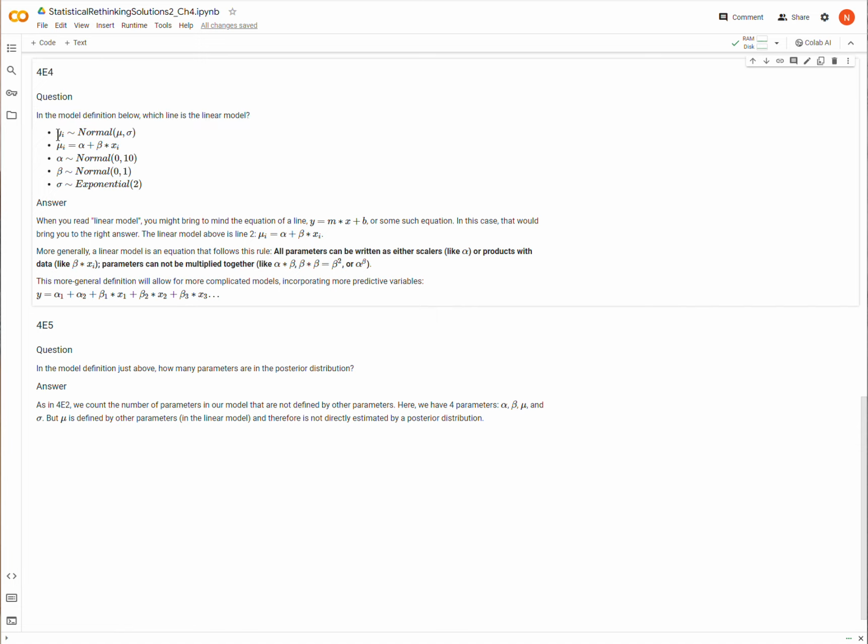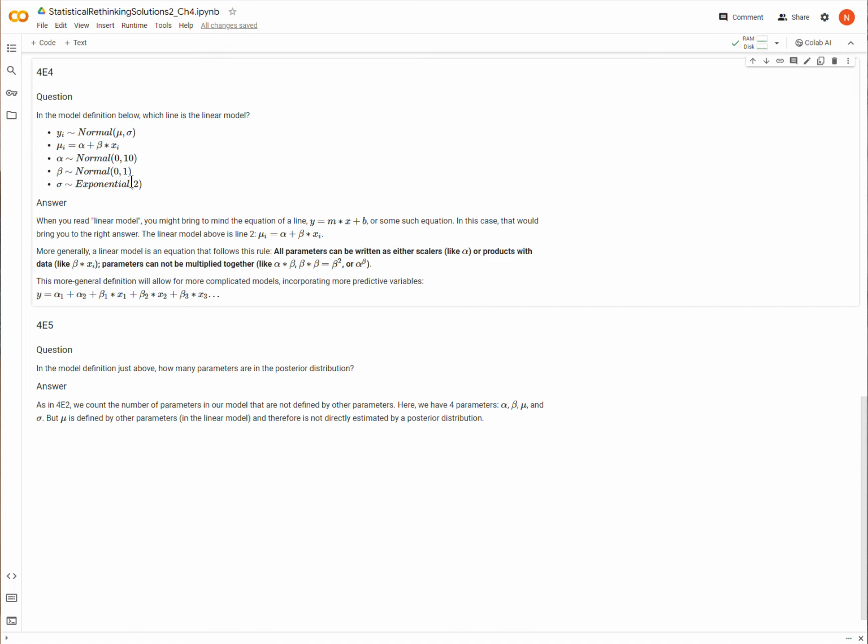Okay, so that's a little bit confusing sometimes, I think, to say that this thing is the model, and then to ask which is the linear model. So a linear model can be part of the larger model, which contains all of your prior distributions and everything. So anyway, we want to know which of these lines is defining the linear model.